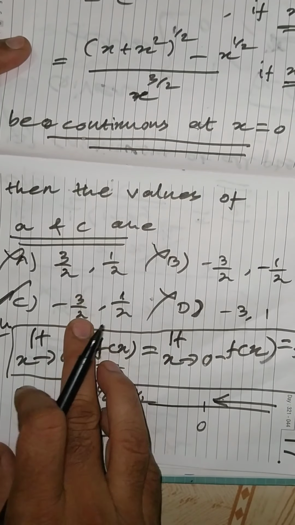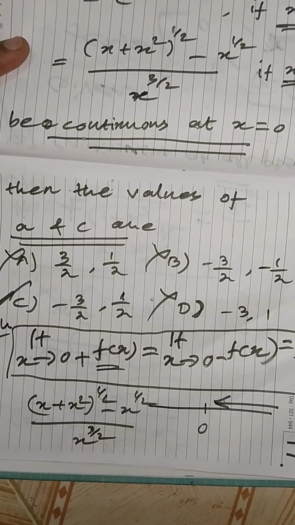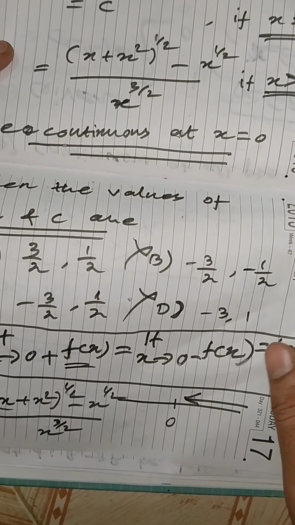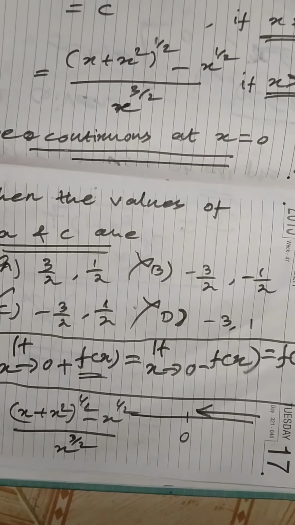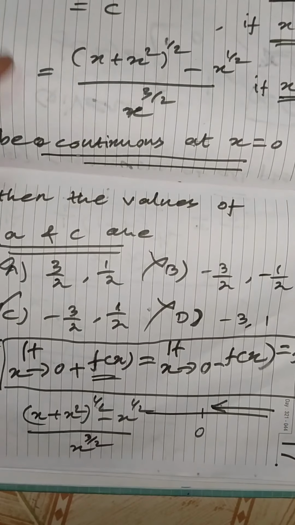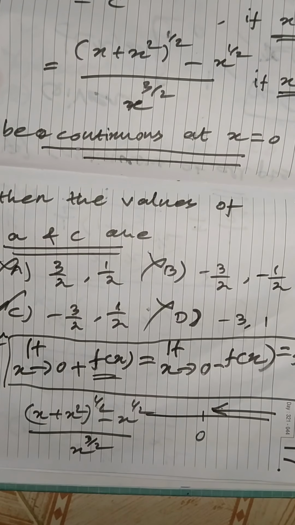A value minus 3 by 2, C value 1 by 2. So I think you can understand, it is a very easy problem. இந்த ப்ராப்ளம் புரிஞ்சிருக்குன்னு நினைக்கிறேன், because easiest ஆன ஒரு ப்ராப்ளம் தான் இது. So next we are going to take second problem.